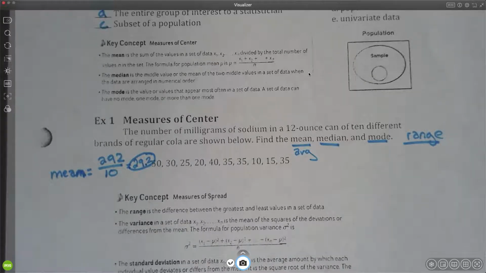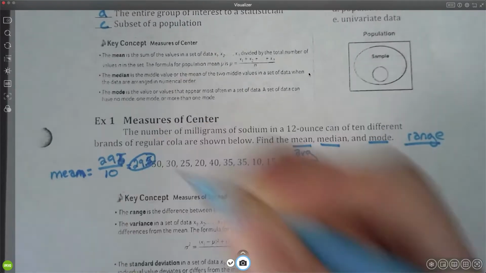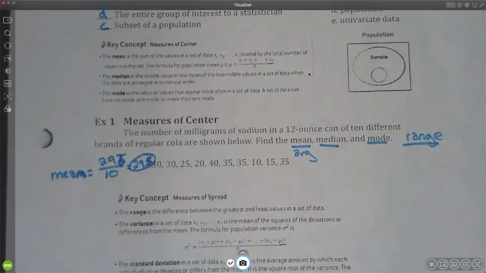What? 281. That doesn't even make sense. My calculator's stupid. Or the person using it has. No, it's 295. 295? Okay, so let's switch back to 295. That's just going to change and make that 29.5. Okay? All right, so 295, whatever.